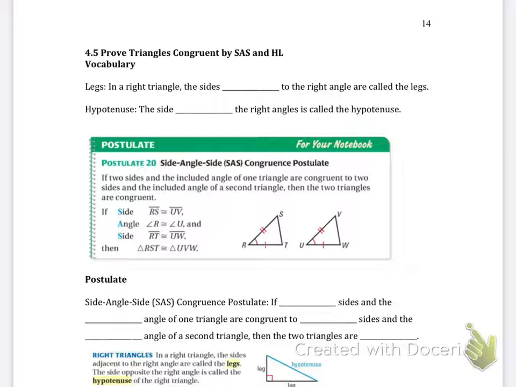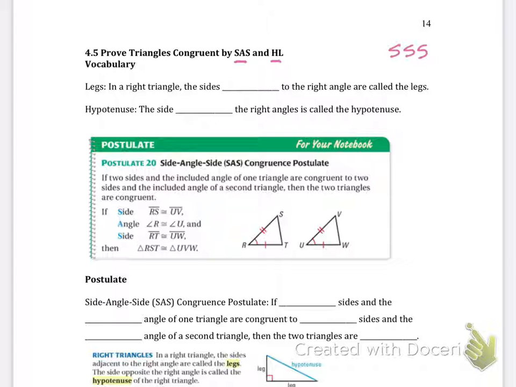Okay, in this video we're going to go over the 4.5 notes, proving triangles congruent by SAS and HL. So we've already done side, side, side. So here are two more ways to prove triangles congruent.